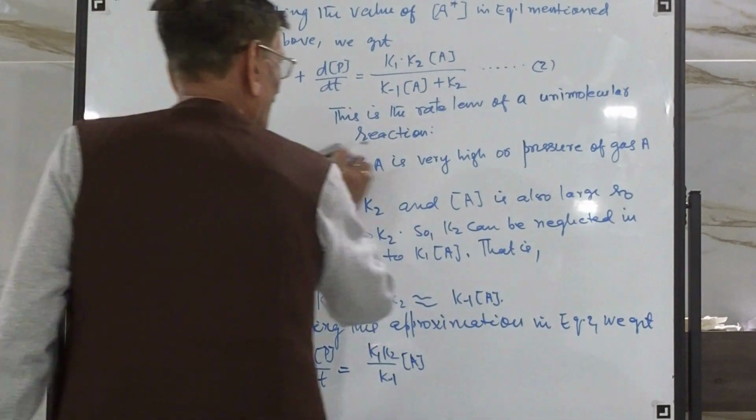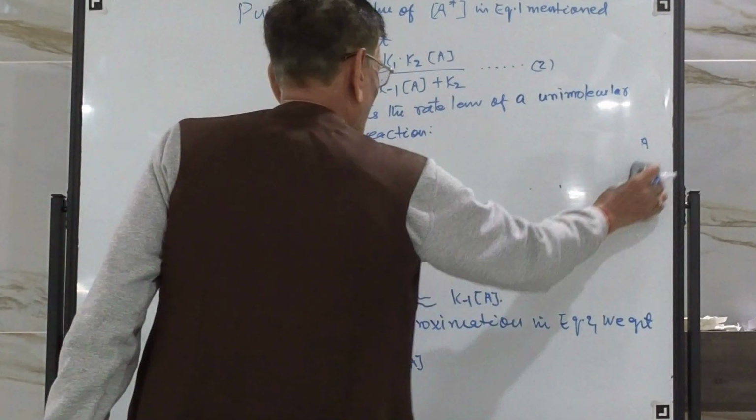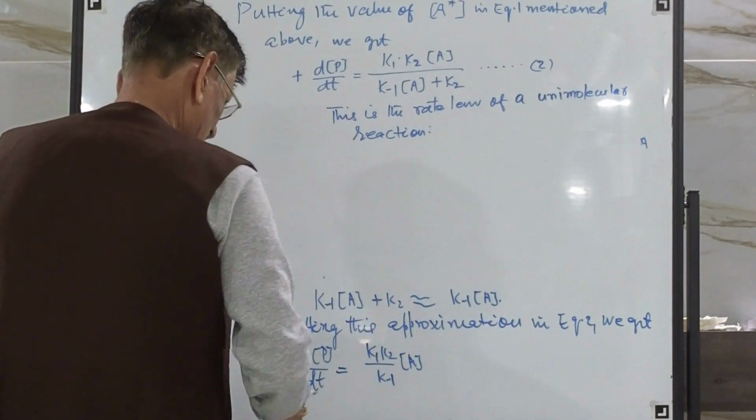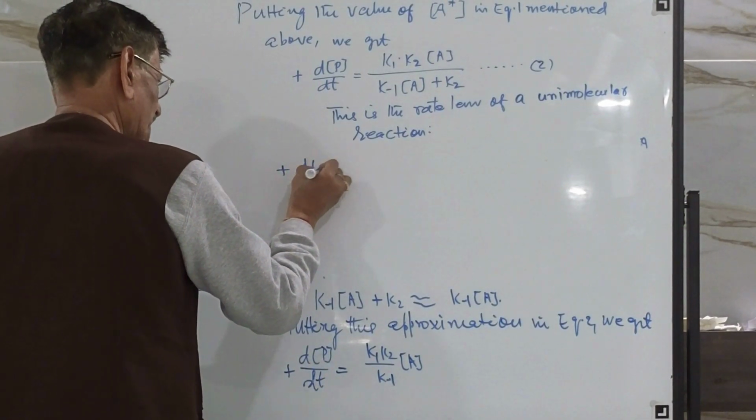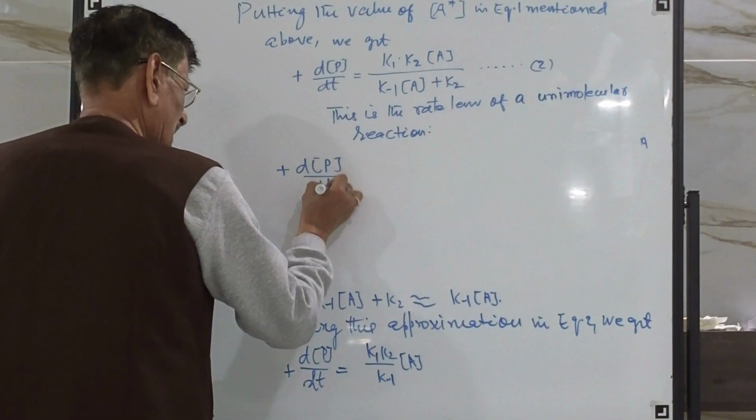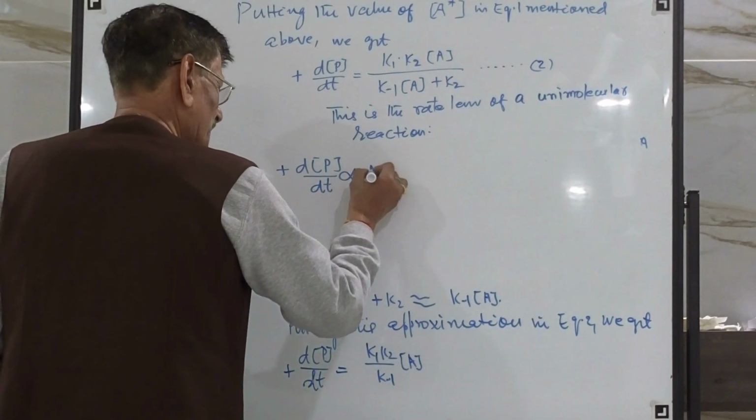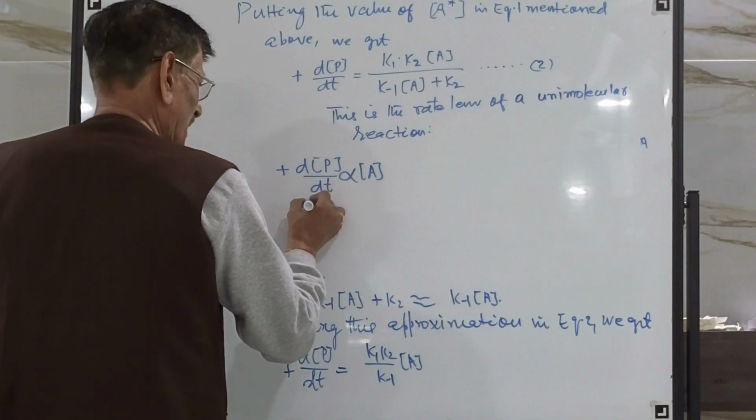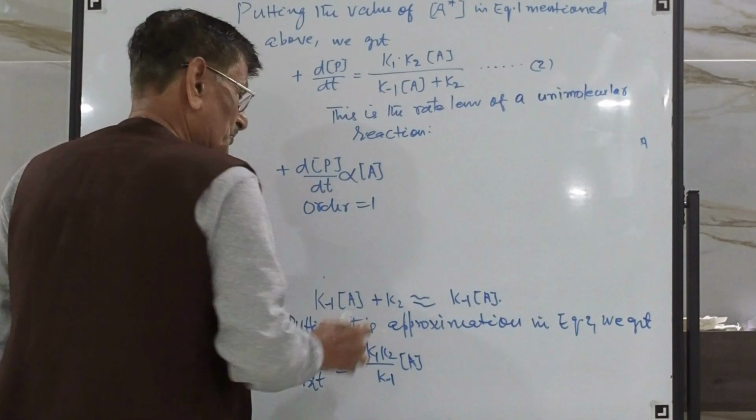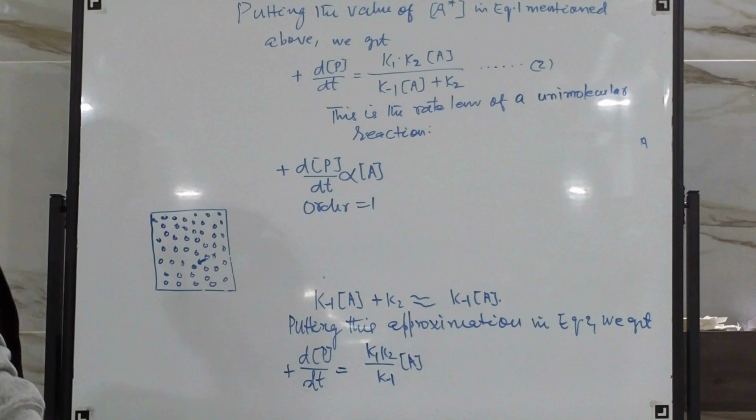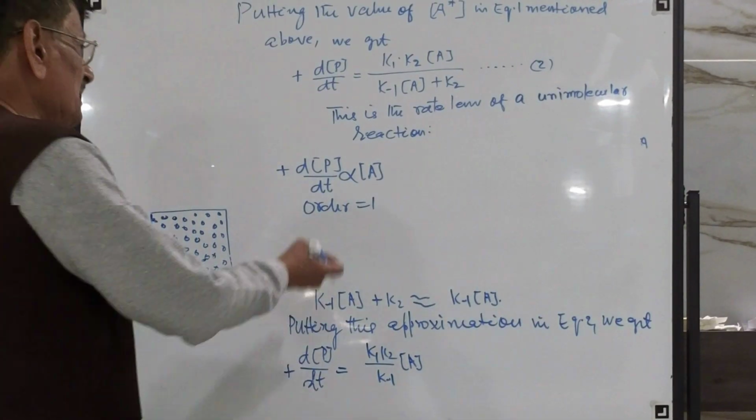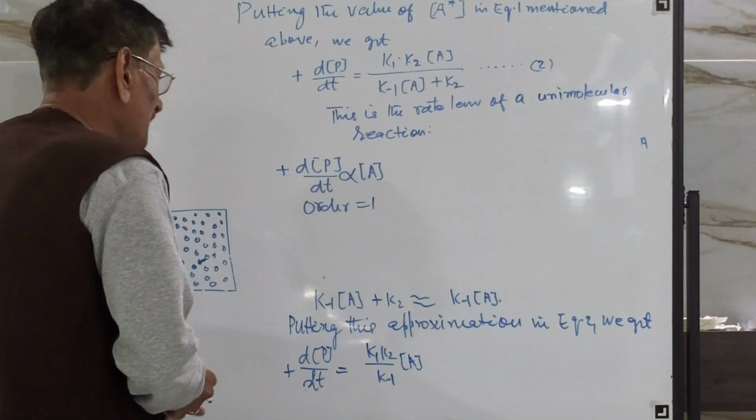So this means the rate of formation of product, dP by dt, will be proportional to the concentration of A. The order is 1. So when the pressure of gas is low, A is high, the concentration of A is high, then the reaction will obey first order kinetics, because this is the rate expression for the first order.